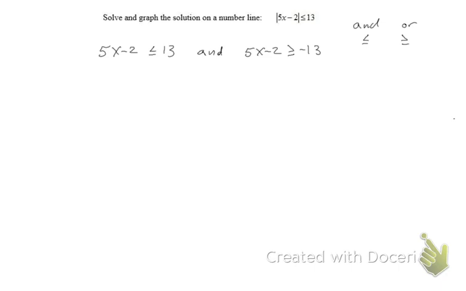Now I just need to solve both of the inequalities. For the left-hand inequality, I'll add 2 to both sides. This will give me 5x is less than or equal to 15. And when I divide both sides by 5, I'll get x is less than or equal to 3.